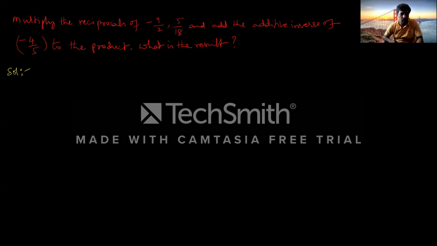Okay, we will do the last problem. Here the problem is multiply the reciprocals of minus 9 by 2, 5 by 18 and add the additive inverse of minus 4 by 5 to the product. What is the result? Okay, read the question properly and try to understand it. If you understand the question, you can do the problem 50%. By understanding only complete, we can get the answer.